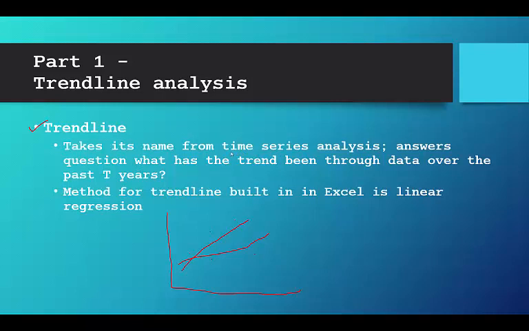Trend, the word trend, comes from time series analysis. Okay, so that's where you're usually looking at how something changes over time, something like interest rates or unemployment. What's the trend in unemployment? But we can use it for any kind of data where we think there's correlation between the two. And in fact, it's just what we call a built-in in Excel. So it's this automatic function that does linear regression for us.